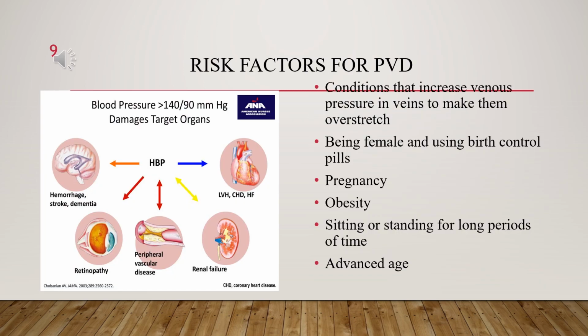So what are some risk factors for PVD? Anything that increases venous pressure in the veins to make them overstretch over time. So they become kind of overstretched. They're not as elastic as they should be. Females using birth control pills have a risk for developing PVD. Pregnancy, obesity, sitting or standing for long periods of time, not getting that circulation going, and advanced age.